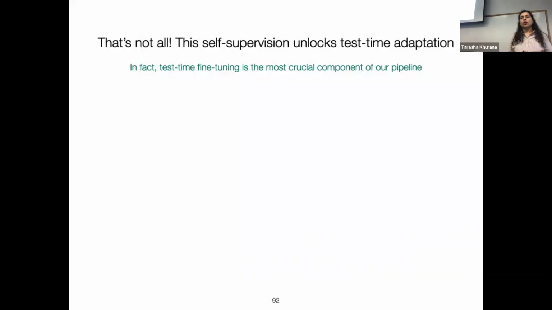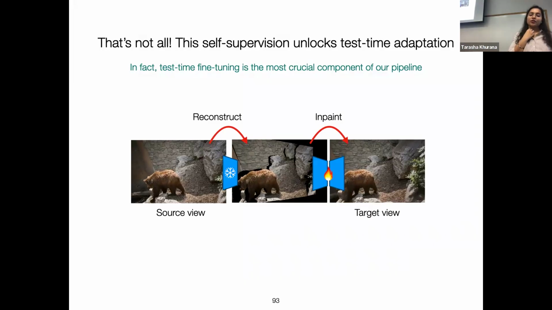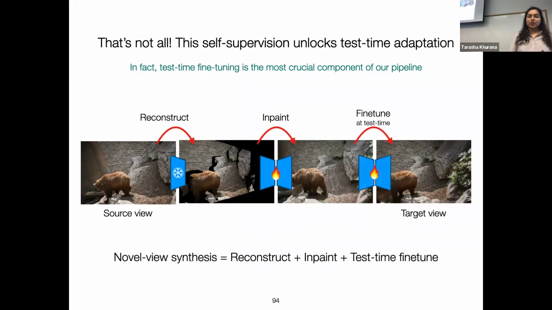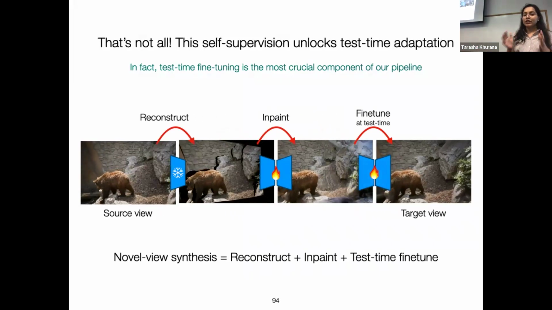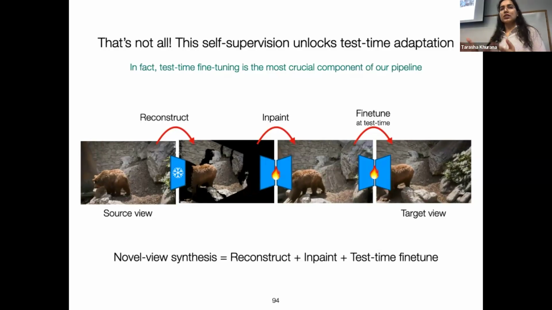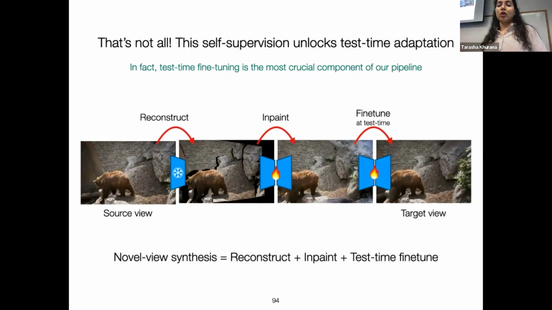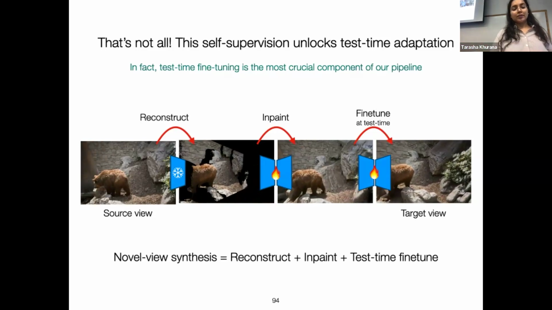And this is not all. If you notice, even during inference, you can create the same kind of in-painting pairs and fine-tune your model at test time for the incoming video. And actually, this test time fine-tuning proves to be one of the most crucial components of our pipeline, and it gives us a big boost in performance. So now, instead of reconstructing and in-painting to generate the novel view, we propose a three-stage pipeline that first reconstructs, pre-trains a model for in-painting, and then fine-tunes this model for any incoming video at test time. And the fine-tuning is essentially overfitting the model to the test video's appearance and scene structure.